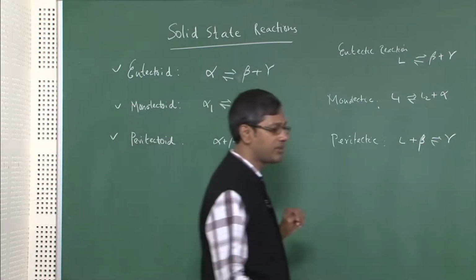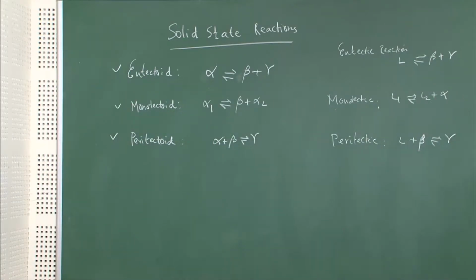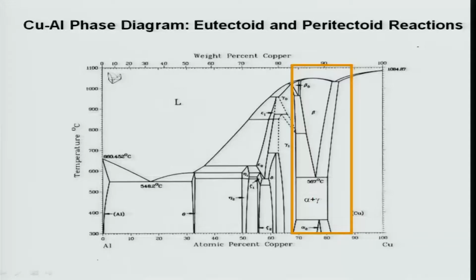So now let me go back to the phase diagrams and see where these reactions actually take place. As you see, this is a classical example, the copper aluminum phase diagram which I have shown you here. Let me first tell you about the peritectoid reaction. What is the peritectoid reaction? It is nothing but beta going to alpha plus gamma. This is the peritectoid reaction.